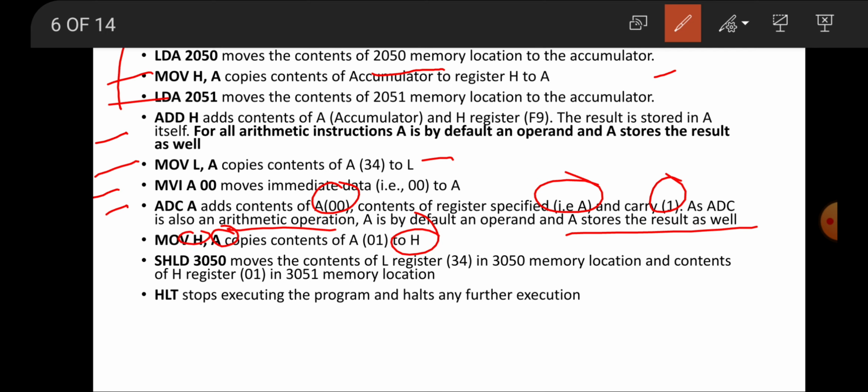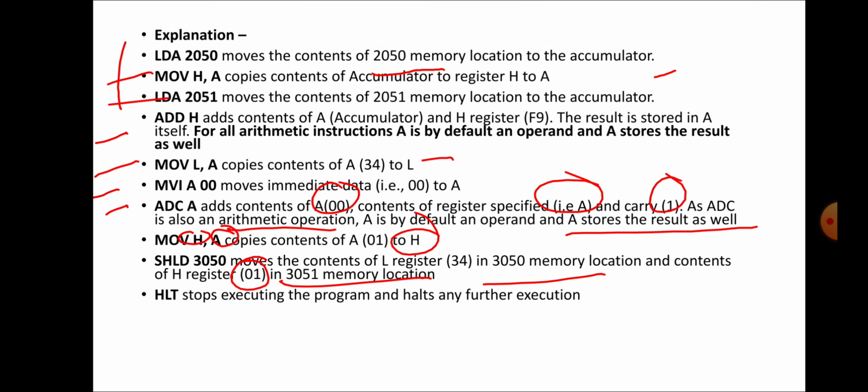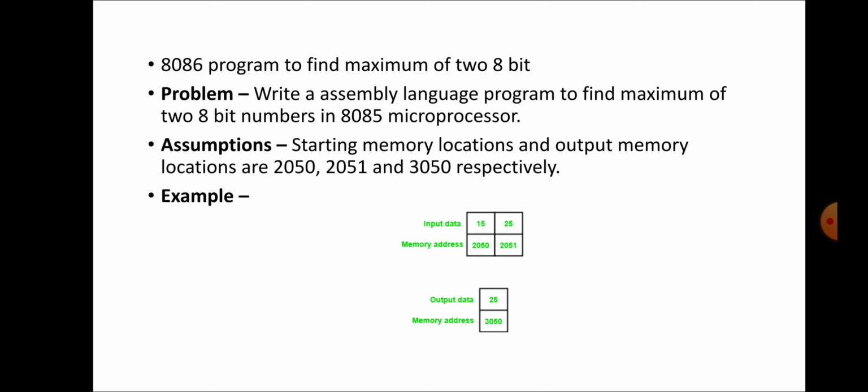Now SHLD 3050 moves the content of the L register, the result, into memory location 3050, and the content of the H register, that is the carry, into memory location 3051. HLT stops executing the program and halts any further execution. If you want to do any other operations, you can go for that, or you can stop. So this is how 8-bit addition can be performed. Now we'll go for the second program.